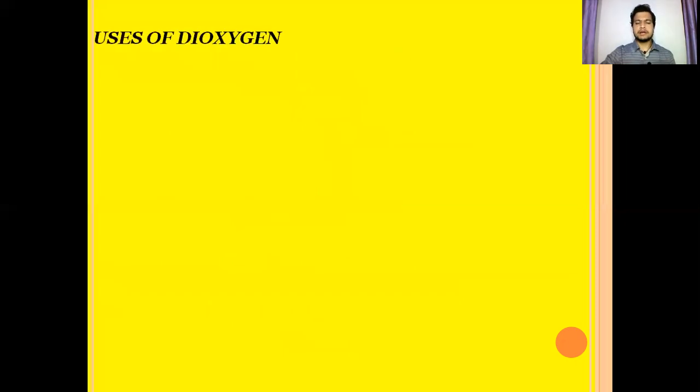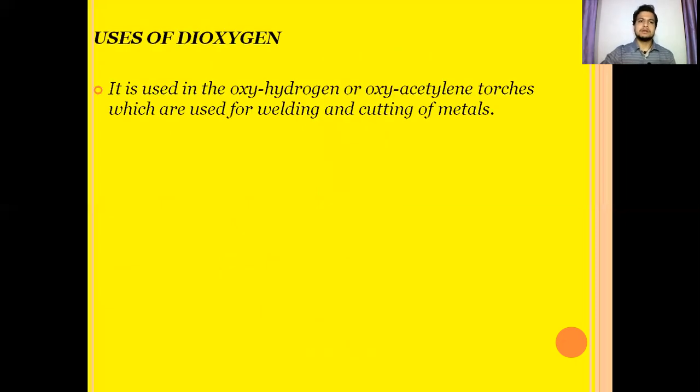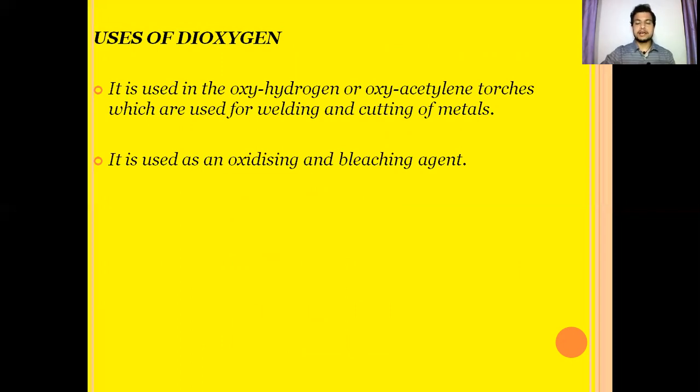Then what is the use of dioxygen? It is actually used in oxyhydrogen and oxyacetylene torches, which are used for welding and cutting of metals. It is a good oxidizing and bleaching agent. Liquid oxygen is commonly used as a rocket fuel. The rocket fuel which we use is a mixture of liquid oxygen and liquid hydrogen.